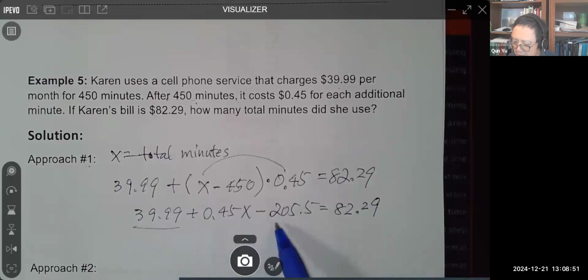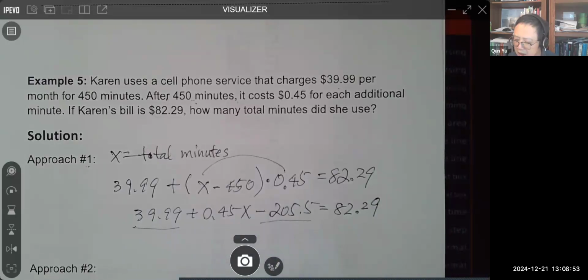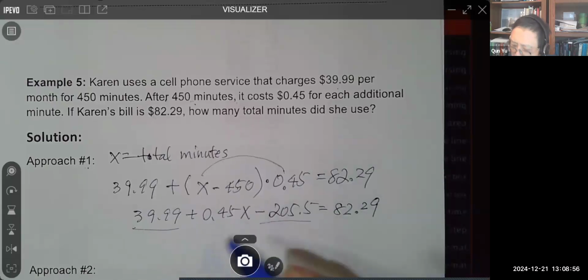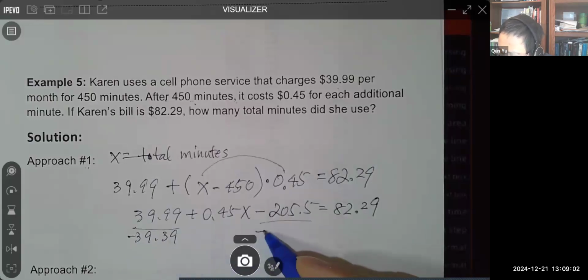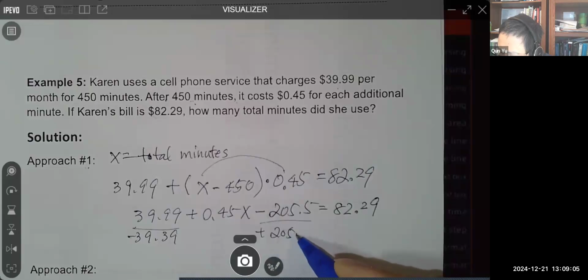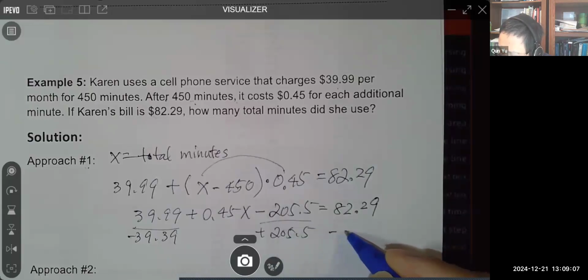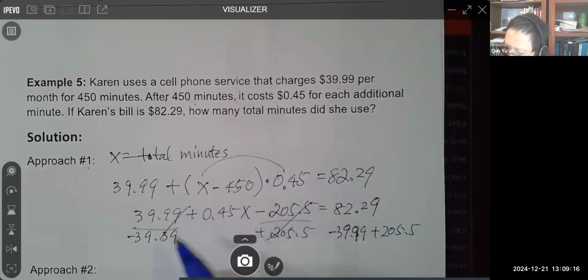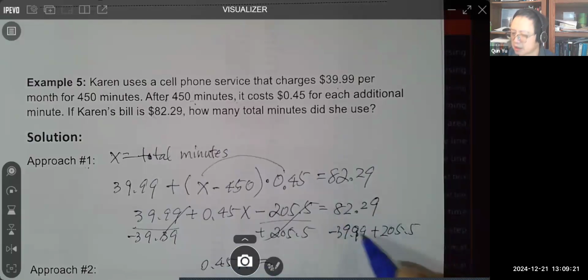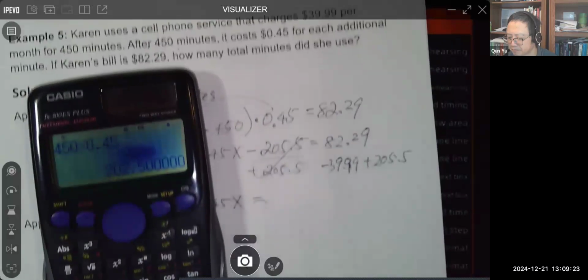Apparently these two can be combined, so we combine them together. Actually, we can just do the opposite operation on both sides. So we minus 39.99, we plus 202.5. We just need to do this on both sides. We minus 39.99, we plus 202.5. And they all canceled. We get 0.45x equals, let's do this calculation on the right-hand side.